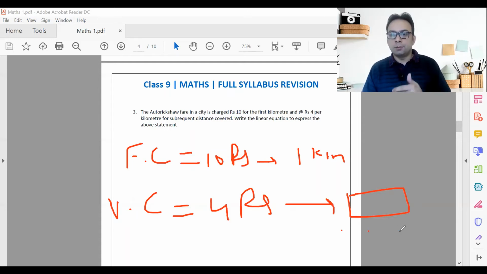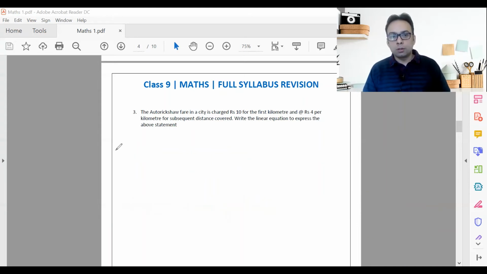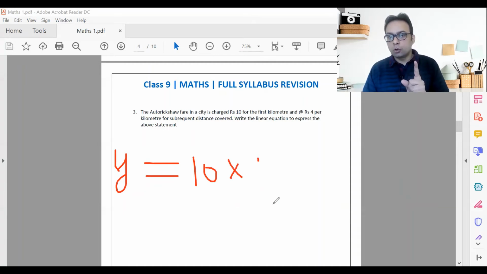So for the second, third, fourth, fifth, sixth kilometer, for each kilometer you travel after the first kilometer, you will be charged 4 rupees. Write the linear equation to express this statement. So again, total fare, let's assume total fare to be y. And if we are forming the equation of total fare, this will be equal to the total fare on the RHS also. Look at the equation, fixed charge first. So 10 rupees for the first kilometer.